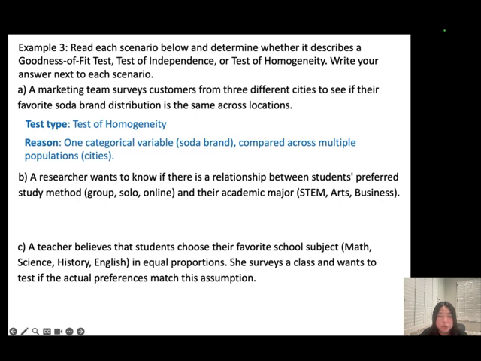Second one, a researcher wants to know if there is a relationship between students' preferred study method, group, solo, online, and their academic majors, STEM, arts, and business. So you could see we only have one sample, okay, talking about the students, but we do have two variables. First one will be the study method. Second variable will be the academic majors. So this is going to be test of independence.